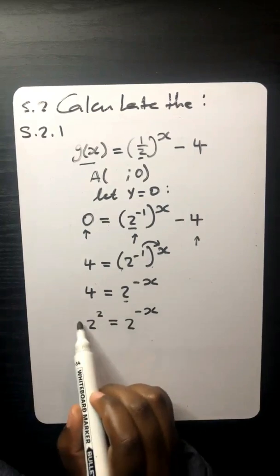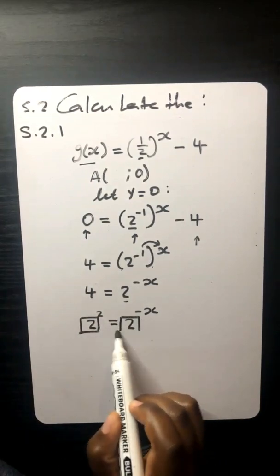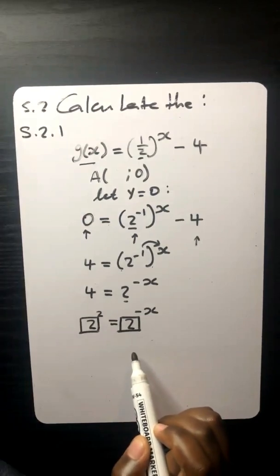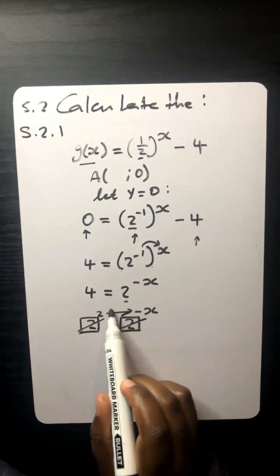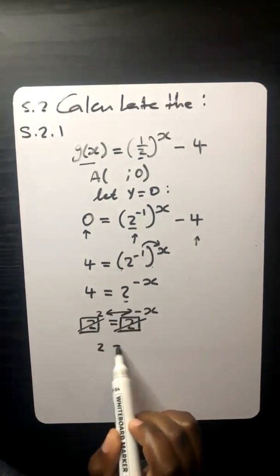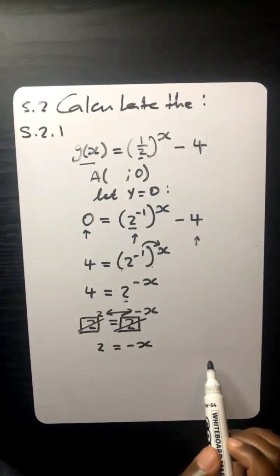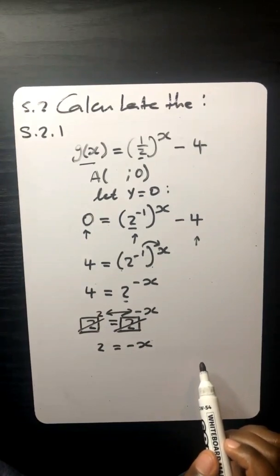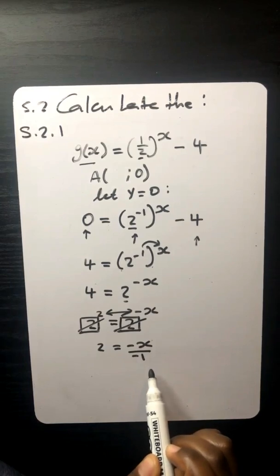Why did you have to force that base to be 2? It's because you wanted it to be the same as that, and when the bases are the same, they fall away and you can equate the exponents, which means 2 is equal to negative 1x. Very, very important, ladies and gentlemen. What you are looking for is actually the x value. So that means you need to divide by negative 1.